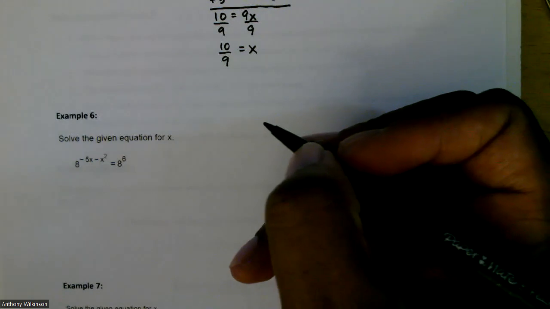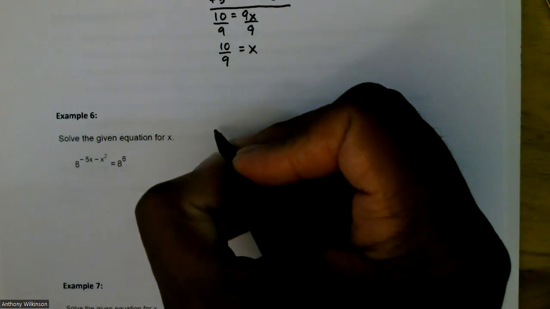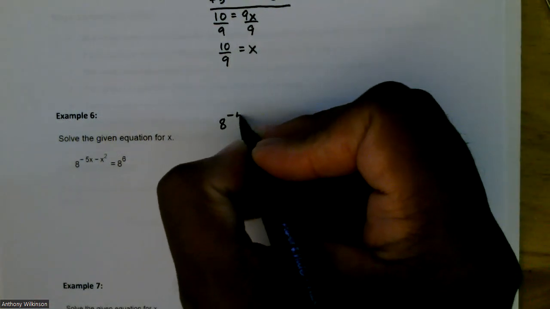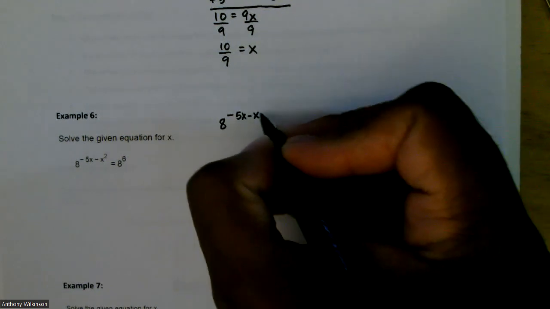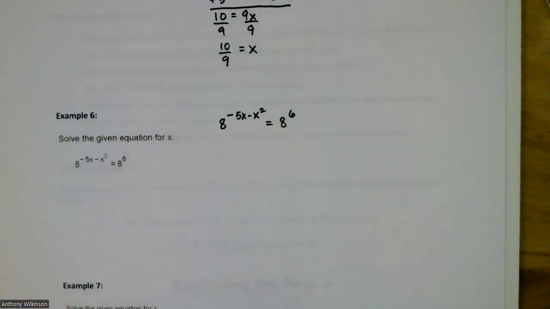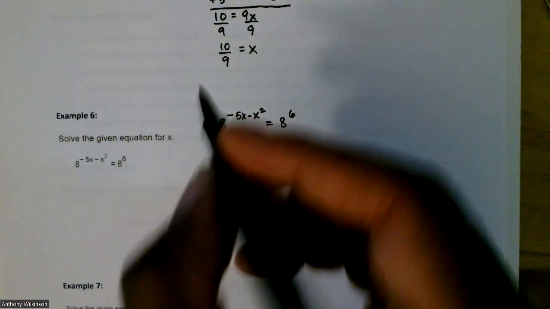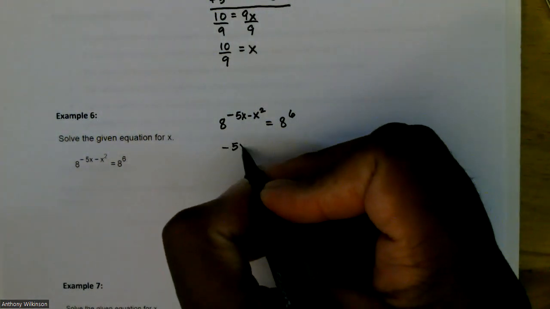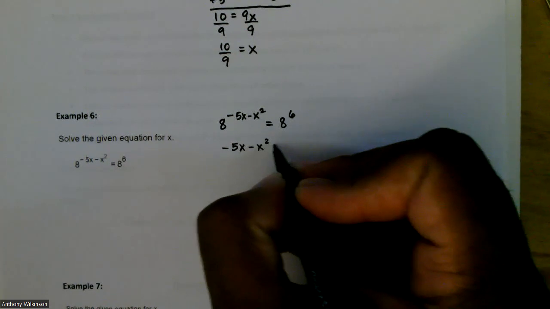All right, example 6 is this. Let's say we got 8 to the negative 5x minus x squared equaling 8 to the 6. Now, in this case here, again, the bases are the same, so I can set this exponent to be equal to that exponent. So I can set negative 5x minus x squared to be equal to 6.